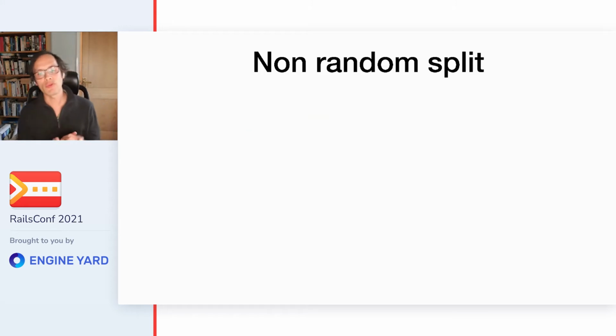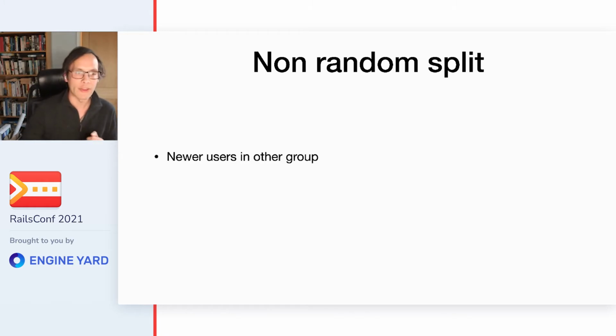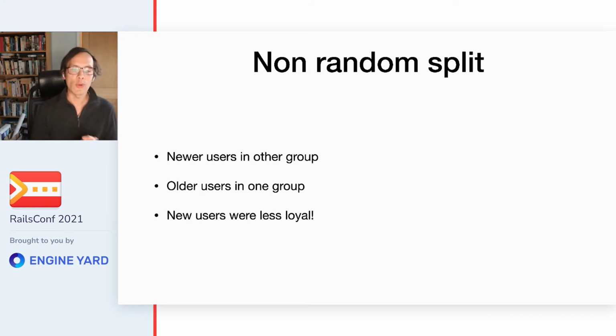Really, any kind of non-random split is going to be a very bad day for you. We once ran an A/B test, or we participated in one that was run by a retailer, and there were two groups, and they weren't random. There was a strong bias to them. The newer users were in one group, and the older users were in another group. And of course, this meant that the newer users, in general, were less loyal. They weren't the people who'd built up over a period of years an affinity with that brand.